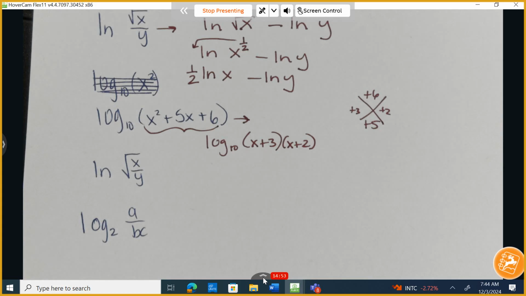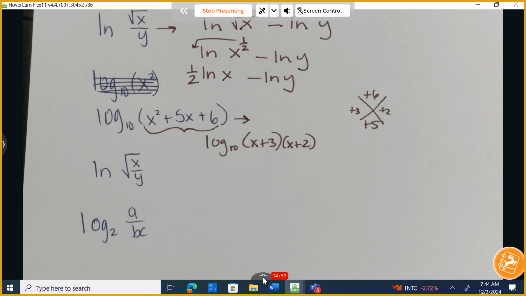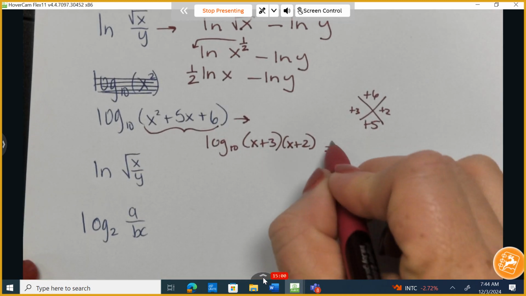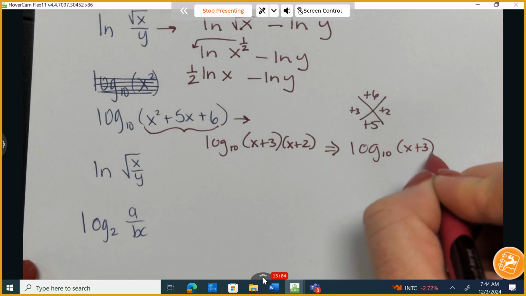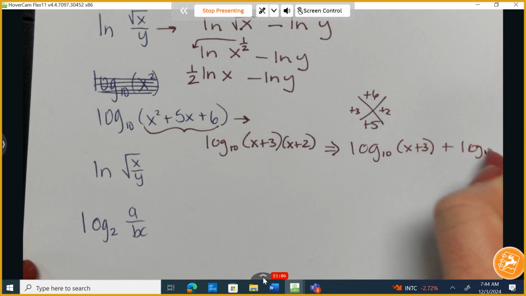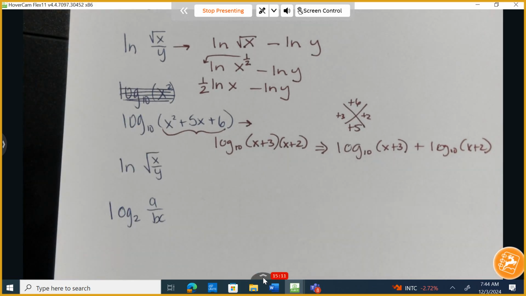This is like property number 1. So I have two quantities, I'm multiplying them. When I expand it, multiplication turns into addition. So log base 10 of x plus 3 plus log base 10 of x plus 2. And it is important that we also put them in parentheses so it doesn't look like it's just log base 10 of x and then there's this plus 3 way behind it. I'm going to press pause. We have 2 left. I'd like you to try to expand this expression.